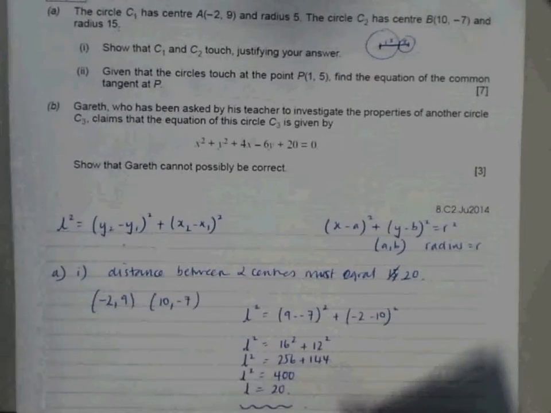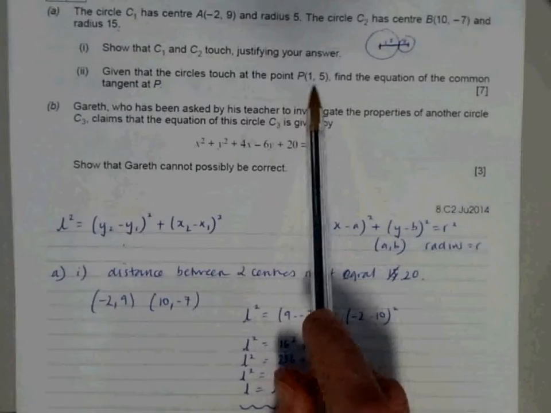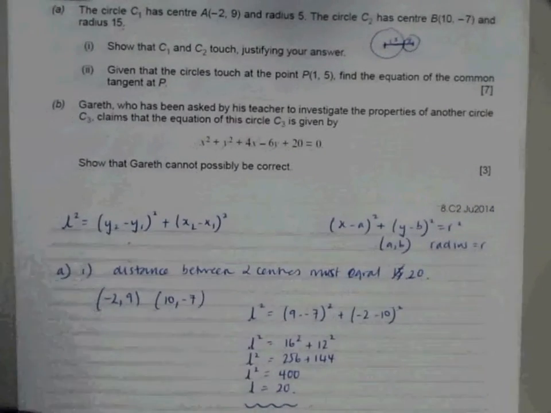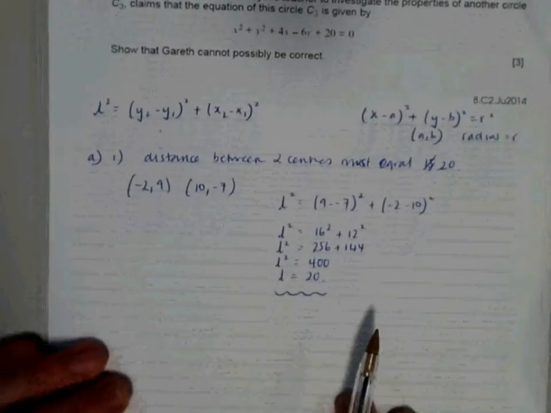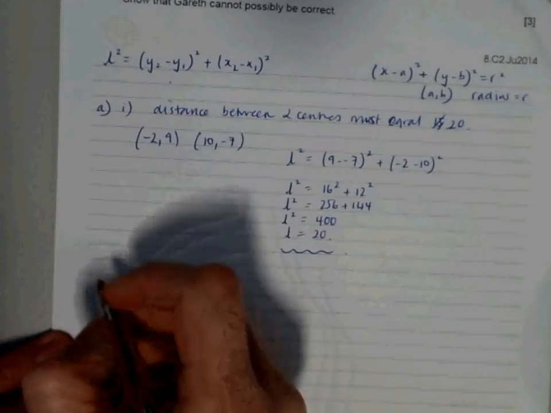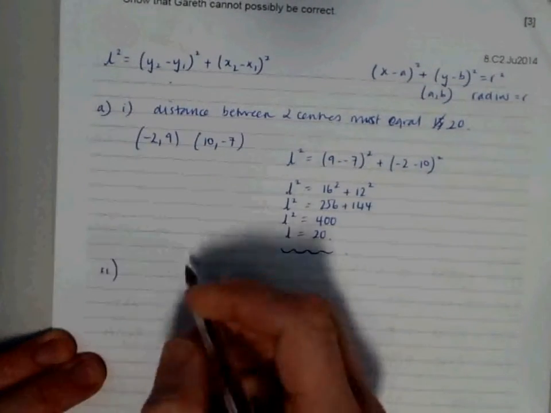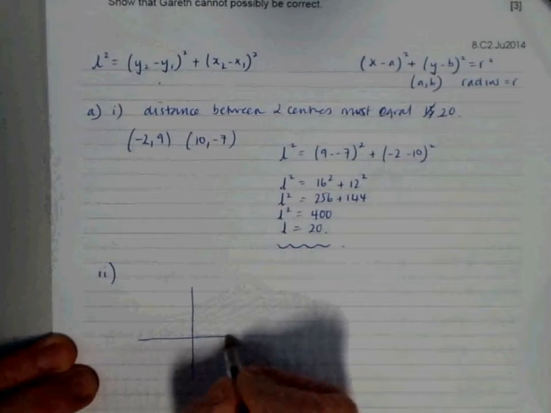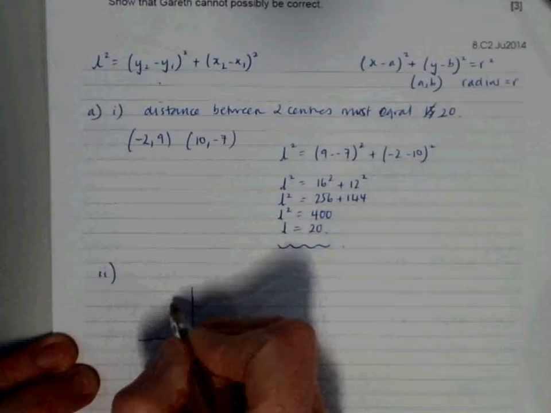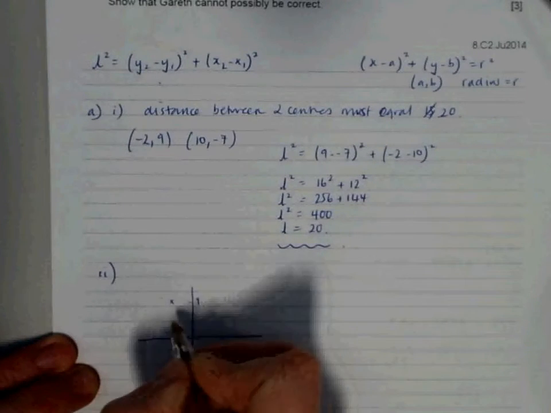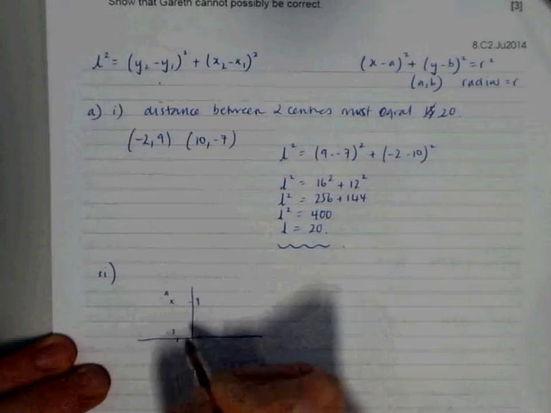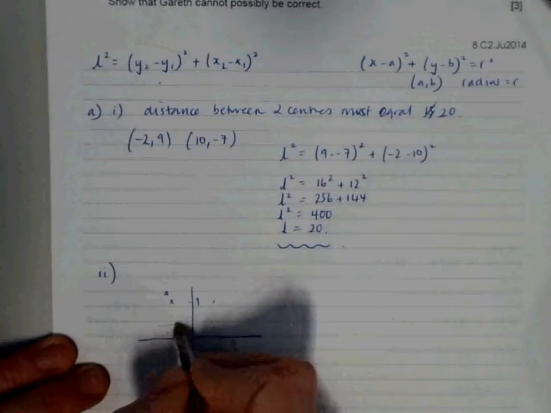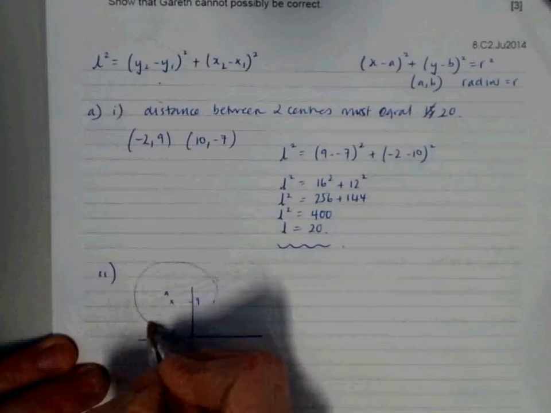Given that the circles touch at the point (1, 5), find the equation of the common tangent at P. So, common tangent at P, let's just visualise in a little more detail what this looks like. Let's have a little sketch. We've got one circle that has centre (-2, 9). That's the point A, and it's got a radius 5. So radius 5 means it's going to go somewhere like that. It's not the best circle I've ever drawn, but I can see what's going on.